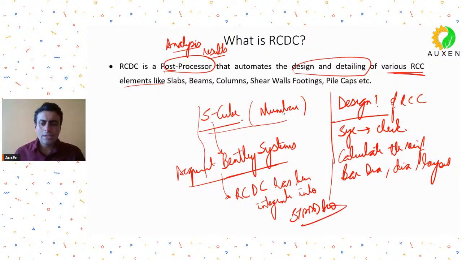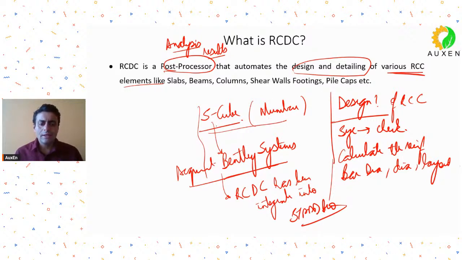So the integration is complete, and not only RCDC, there were a couple of other software also, like PlanWin and RCDC, and there was a Steel Auto Detailer. All those software were made by SQ Future Tech Private Limited, and when the company was acquired by Bentley Systems, all these software were integrated into the STAAD.Pro interface itself.